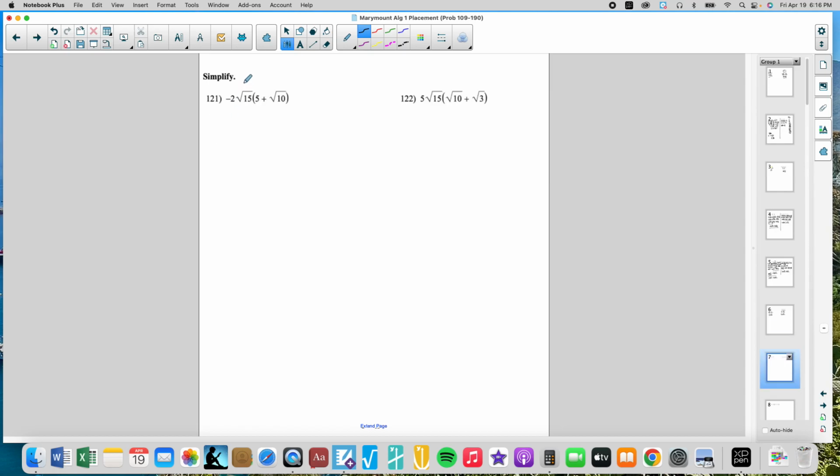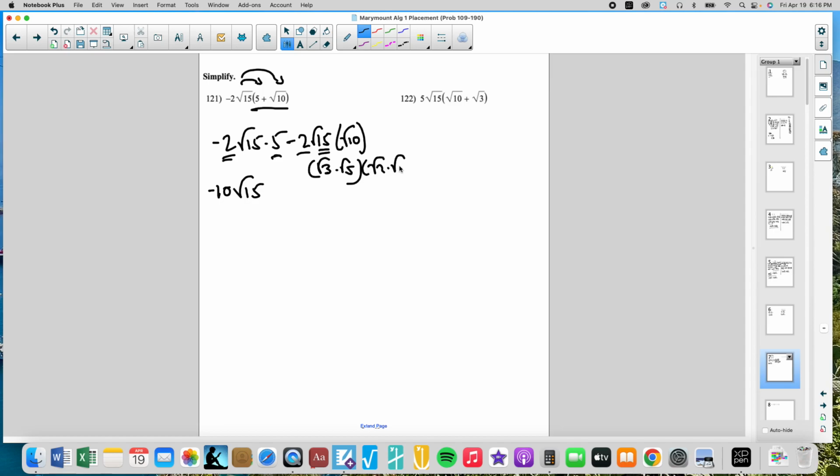Okay. Here we're going to distribute. We can't simplify anything. We can't combine them. They're not like terms. And we can't simplify rad 10. So we're going to multiply negative 2 rad 15 times 5 minus 2 rad 15 times rad 10. So outside with outside makes negative 10 rad 15. But notice we have rad 15, that's rad 3, rad 5, and we're multiplying it by rad 10, which is rad 2, rad 5.